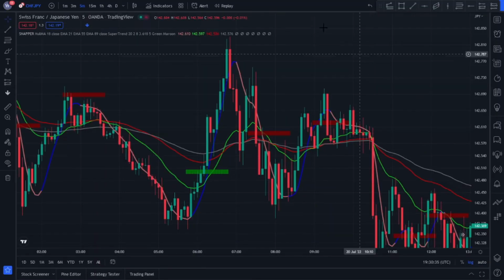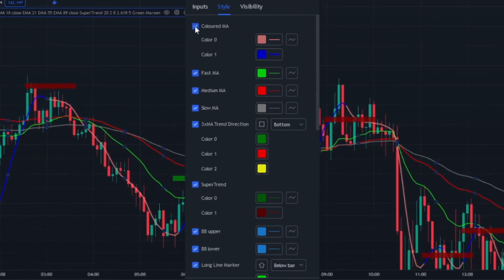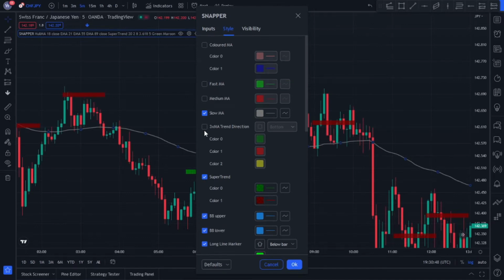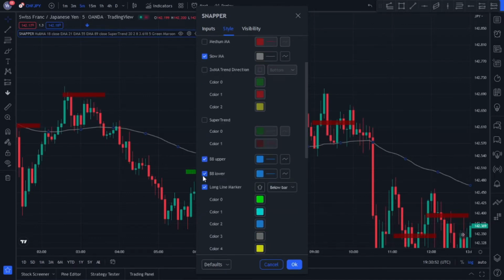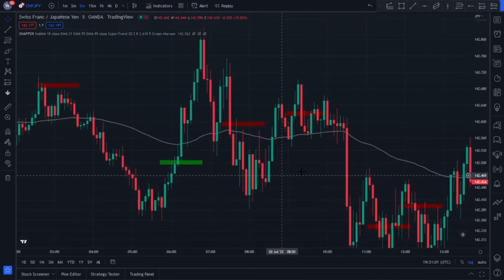We go to the settings section and from the style section, disable all options except slow-mo, and do not touch the settings of the input section. Now our indicator is ready. As you can see on the chart, the indicator consists of red and green boxes as well as an EMA. This is how the indicator and strategy work.